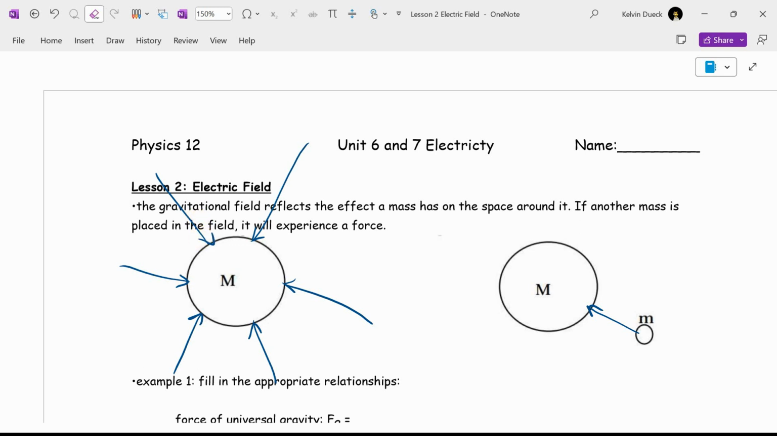Now, this needs to be a three-dimensional picture, but we'll just do a flat two-dimensional picture. All objects with mass are extending out, like the invisible tentacles of an octopus in all directions, a gravitational field.